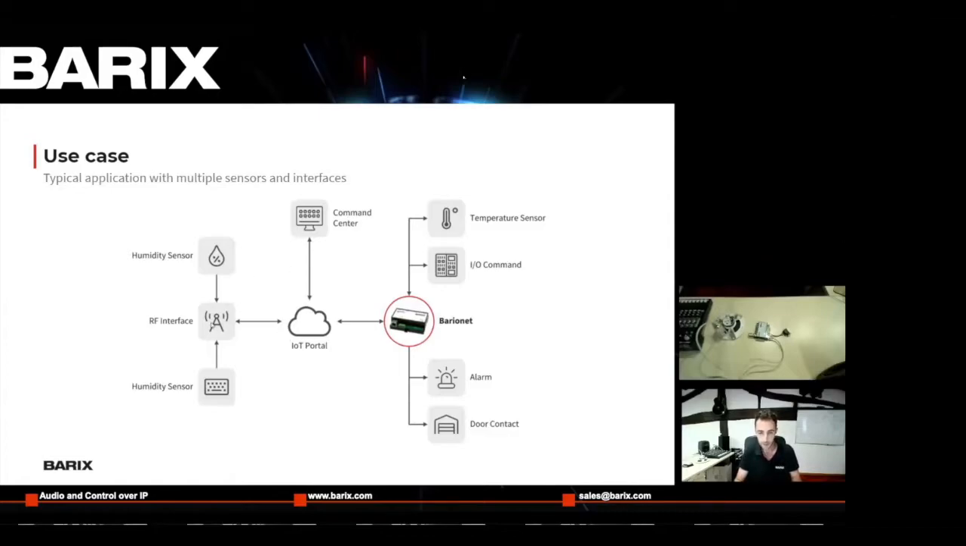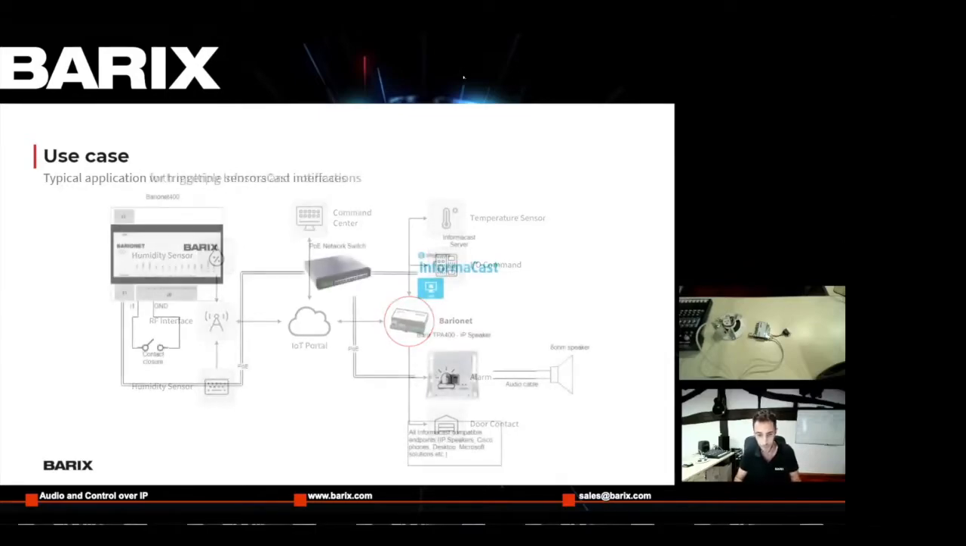Again, the RF interface, this can be a LoRa device connected to a humidity sensor, maybe installed on top of the mountain, and 10 kilometers downhill, you have the command center where Barionets are doing something based on the reading of this sensor placed far away. This is all possible with Barionet.